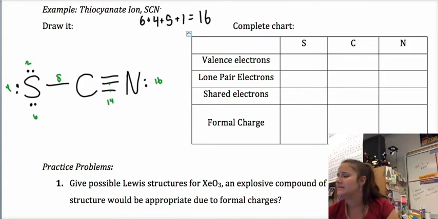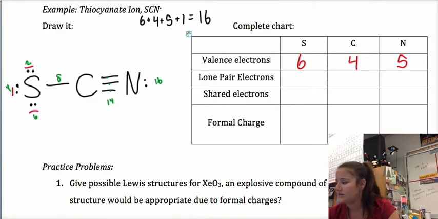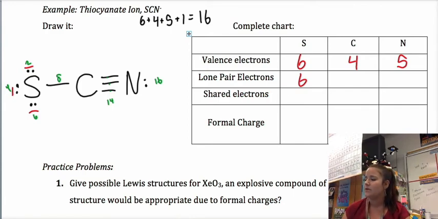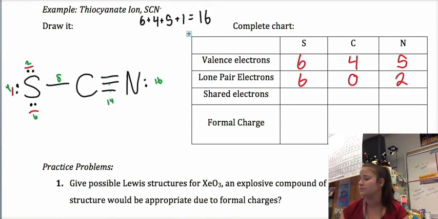Sulfur normally has 6 valence electrons. Carbon has 4, and nitrogen has 5. In this structure, the sulfur has 2, 4, 6 lone pair electrons around it. Okay. The carbon has 0. There aren't any lone pairs on carbon. And the nitrogen has 2.